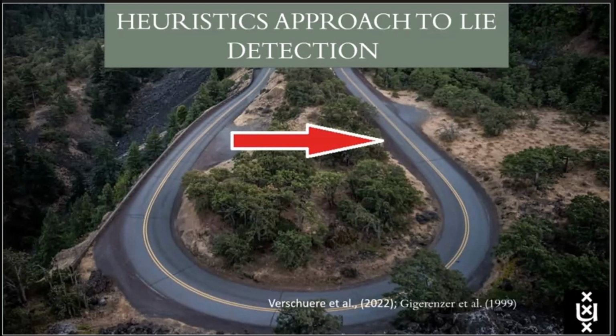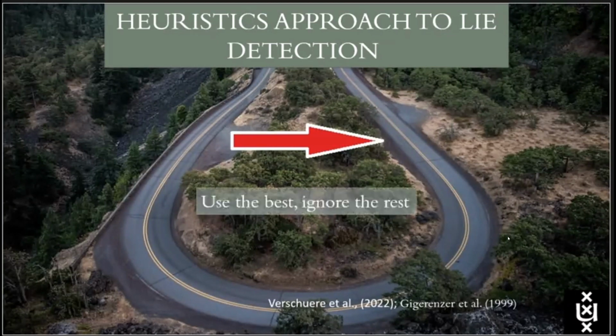And the heuristic approach was based on Gigerenzer's work on heuristics, and it's based on the principle of use the best and ignore the rest. And in 4 studies, Bruno found that participants using a single cue, either detailedness or verifiability, were able to distinguish between honest and deceitful statements above chance more than participants who were asked to use any cue. And it was left with a question we sought to answer in this particular research.